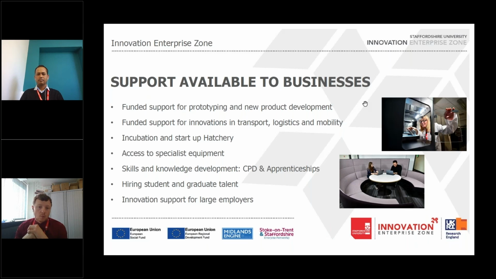And a lot of what I've mentioned so far is more aimed towards SME employers, but we have got a lot of support for large businesses as well in terms of KTP applications and Innovate UK bids. So if you are a large employer, please get in touch to see what other support we can offer for you. If I can get the next slide, please, that'd be great.